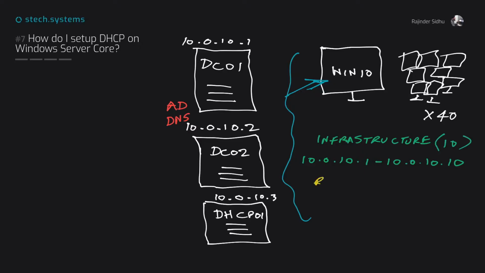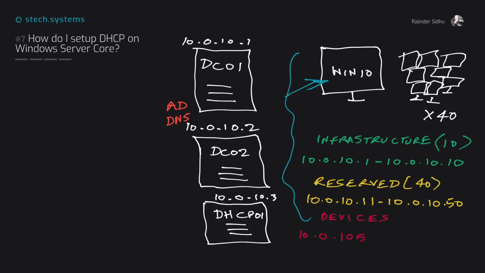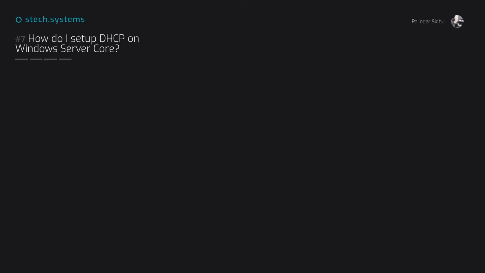The next 40 addresses will be reserved in DHCP as static IP addresses for any other servers like application and database servers. The next 200 addresses will be for workstations, phones and tablets, and any other devices that need a dynamic IP address. The DHCP server will be set up with Windows Server Core, which is Windows Server without the desktop experience. This improves security, uses less resources, and is recommended by Microsoft.